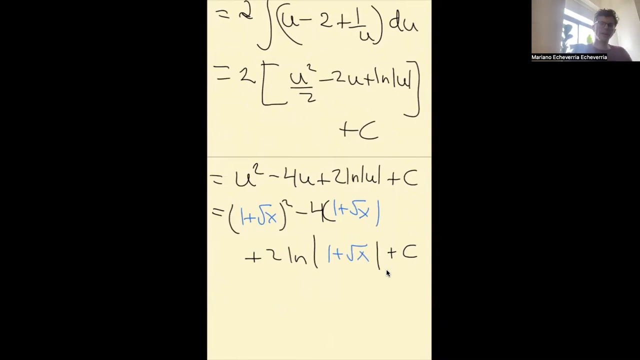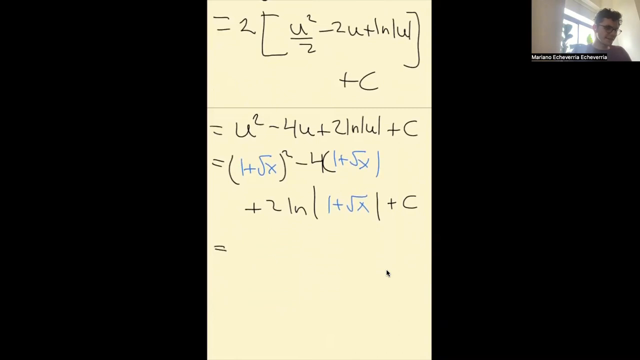And that one, again, that's the answer. That's correct. There's no need to put the absolute values inside the natural log because that's always a positive number. So if you want, you can rewrite this as follows.